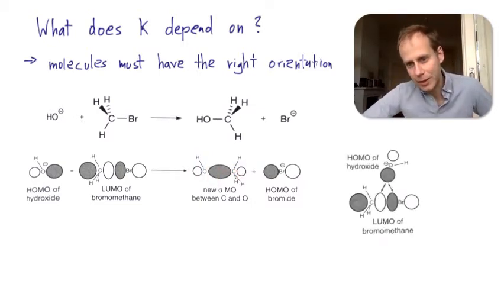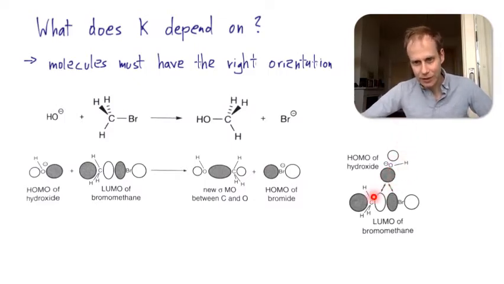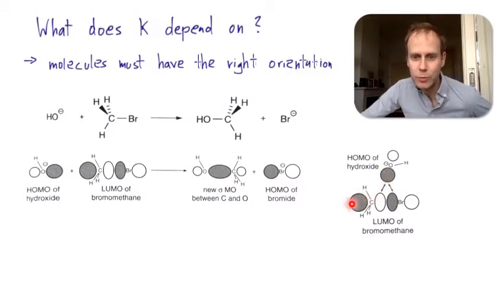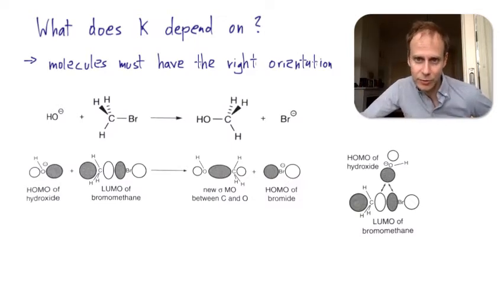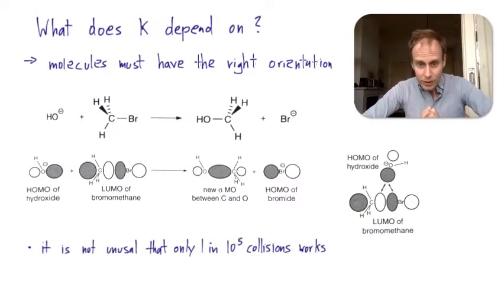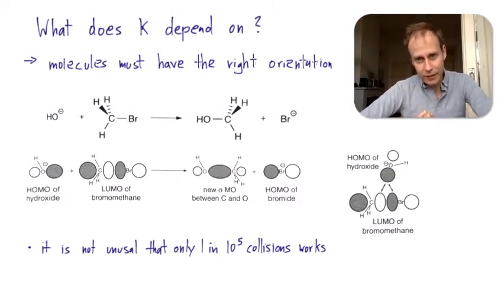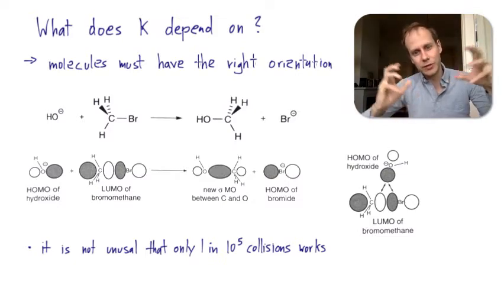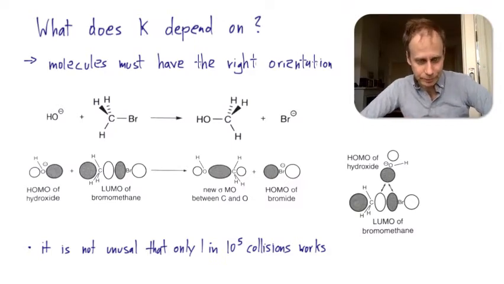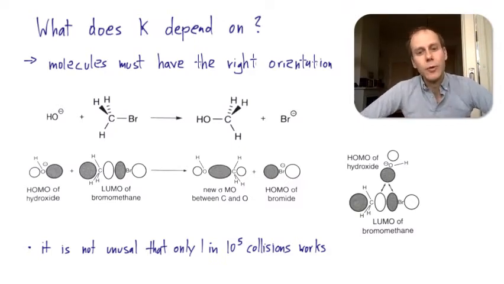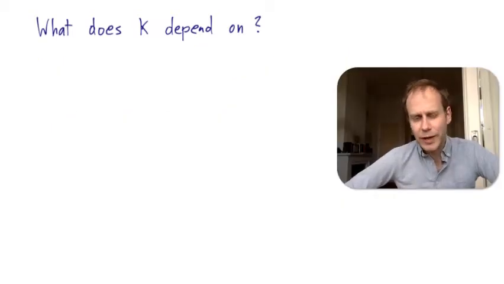But if the HOMO comes from another angle, if it comes from this side, then it doesn't really have a good overlap with the LUMO of the bromomethane, and this collision is most likely not going to end up in a successful reaction. So it's not unlikely that only 1 in 100,000 collisions are actually successful, where we have the right orientation and overlap of HOMO and LUMO. So it's really a statistical thing. k depends on whether the collision had the right orientation of the molecules. But it depends also on other aspects.